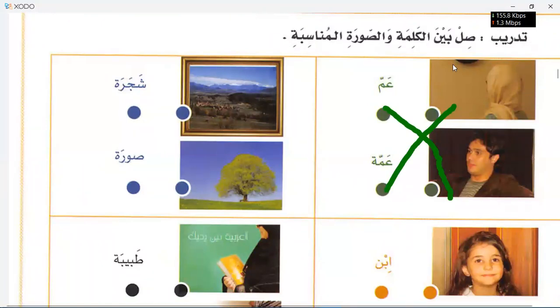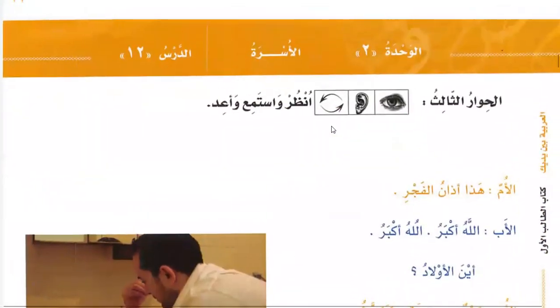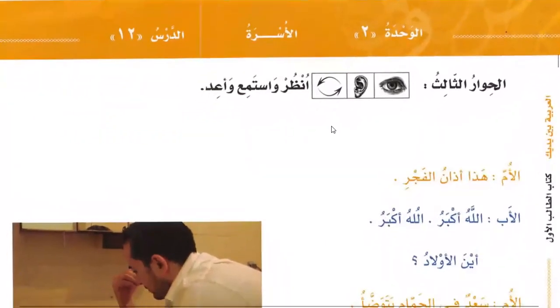Tadrib: connect the word and appropriate picture. So you all will join these words with the appropriate picture here, and then you will submit it in the Google classroom. Al-Wahdatu Saniya, Al-Usra, the family. Ad-Darsu Saniya Ashar, 12th lesson.